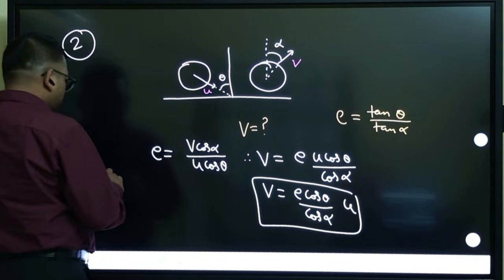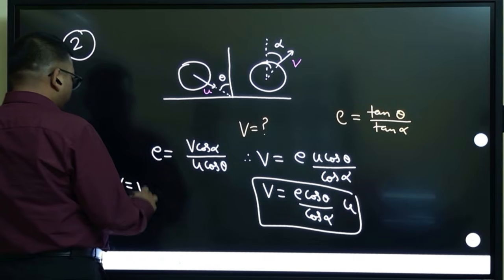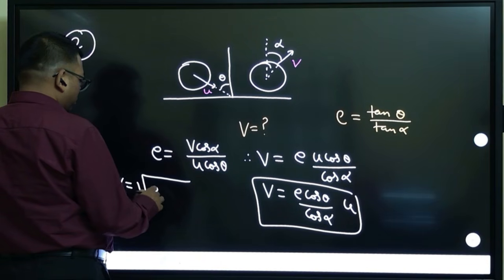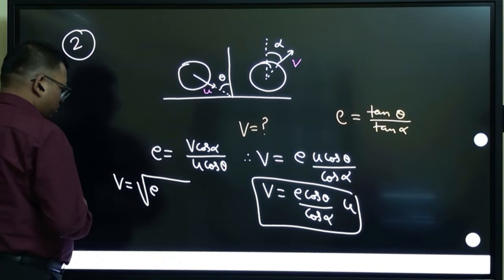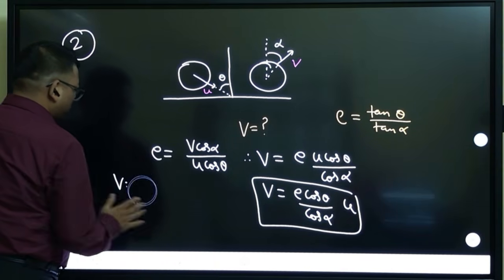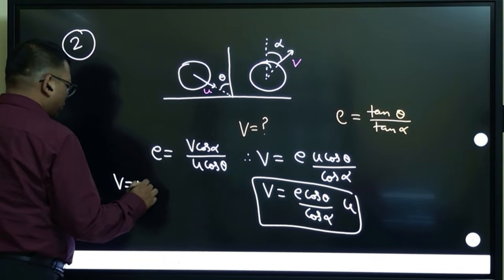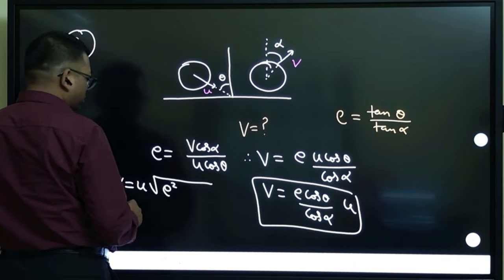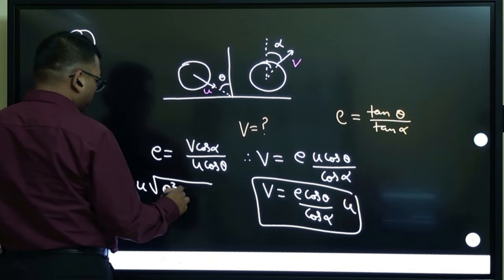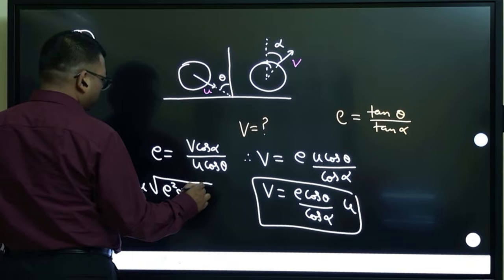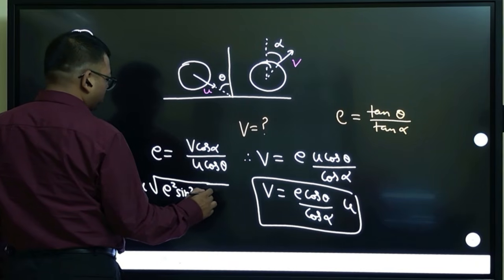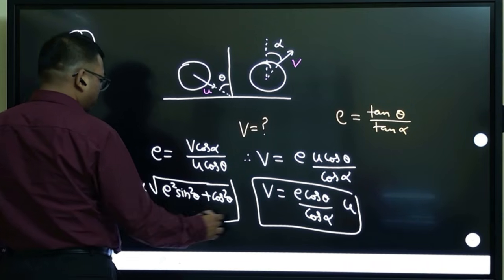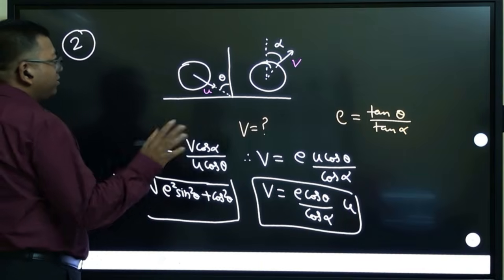What was V equal to? Under root. Okay, U is outside the root. V is equal to U under root E square. This they have given. Only in terms of theta they have given. Alpha they have not given.